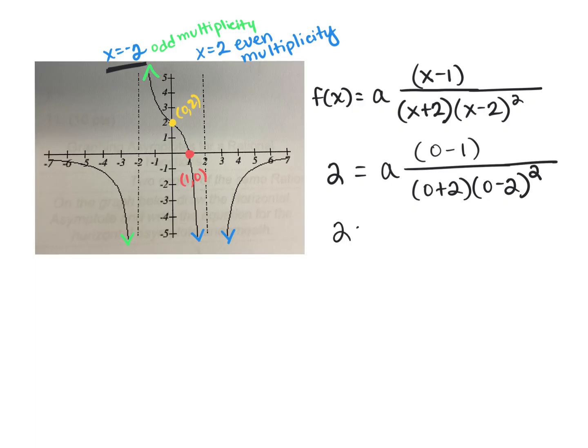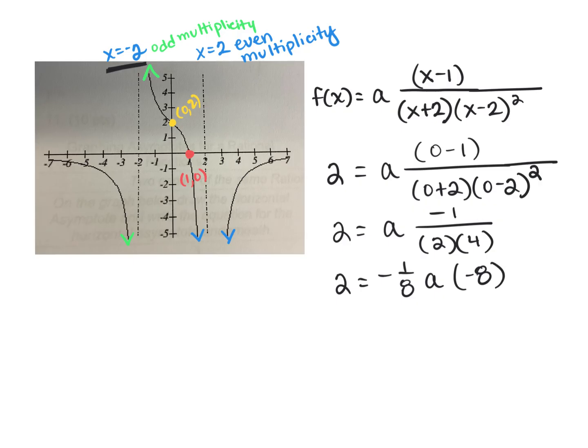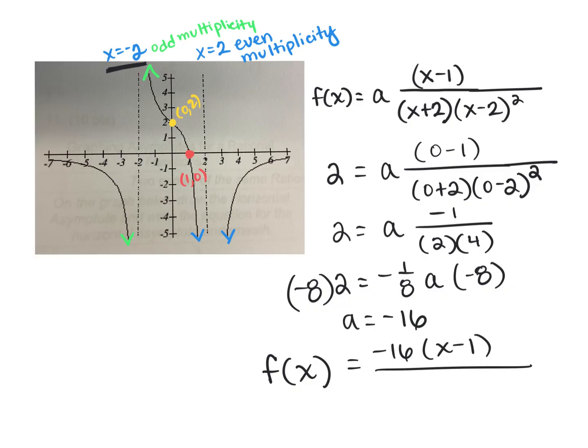Because what that does is change the sign on that factor. So in this numerator, I have a negative 1. In the bottom, I have a 2 here. And over here, I've got negative 2 squared, so that gives me a 4. So I have 2 is equal to negative 1/8 a. If I multiply both sides by negative 8, that's going to give me an a value of negative 16. So my equation for this function graphed is negative 16, x minus 1, and then I've got x plus 2 and x minus 2 quantity squared.